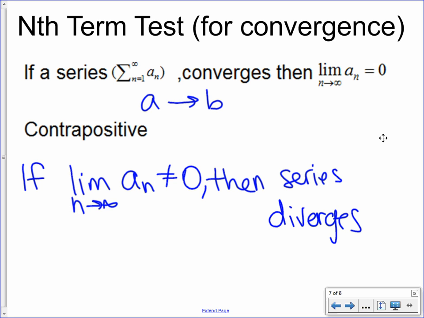This is our nth term test. If the limit of the sequence is not 0, then it cannot converge, therefore it diverges. So in my opinion, the very first thing you should check is whether your limit's going to be 0. Because if it's not 0, you know it doesn't even converge.